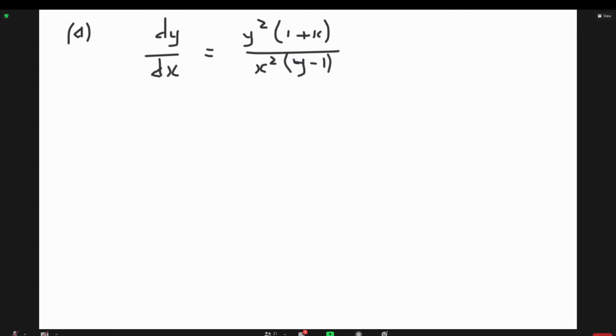All right, so dy dx is equal to y squared into 1 plus x over x squared into y minus 1. All right, that's a straight case of separating the variables. So go ahead, give you 2 minutes to solve that. Try something, keep going till you could go no further, or you make a mistake and then stop, and then I will do it.